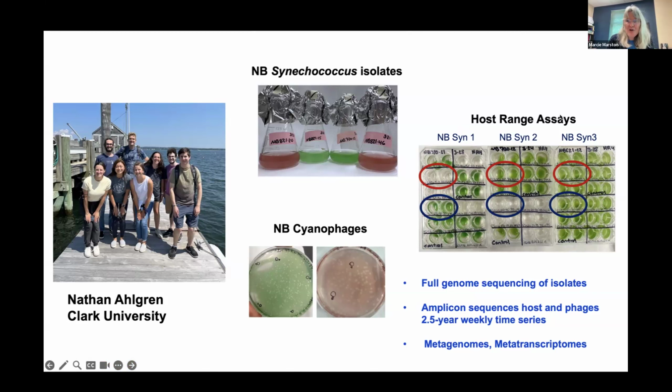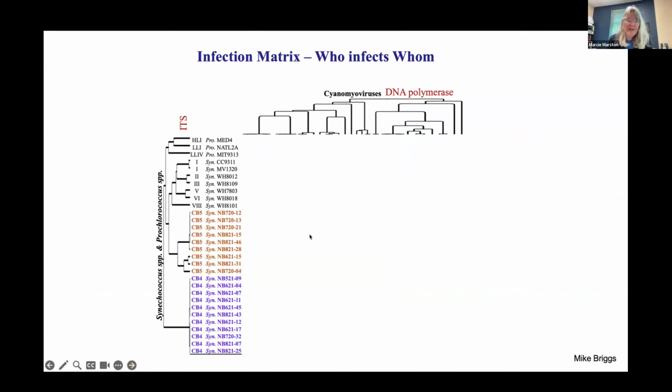All right, so next I'm going to show you what the infection network looks like after we did all these host range assays by taking individual phages and seeing whether they can infect particular Narragansett Bay strains. So in this matrix here on the left, we have the Synechococcus. And so the ones that are in orange and purple are the Narragansett Bay Synechococcus that Nathan has isolated. These are done in the summer, and so they typically fall in CB4, CB5. We're also testing against common strains of Synechococcus in other clades, as well as Prochlorococcus.